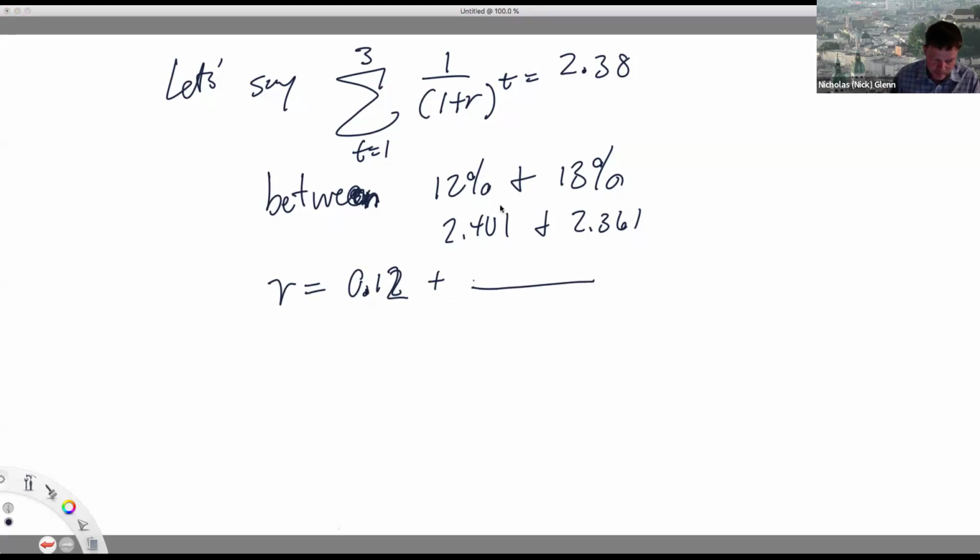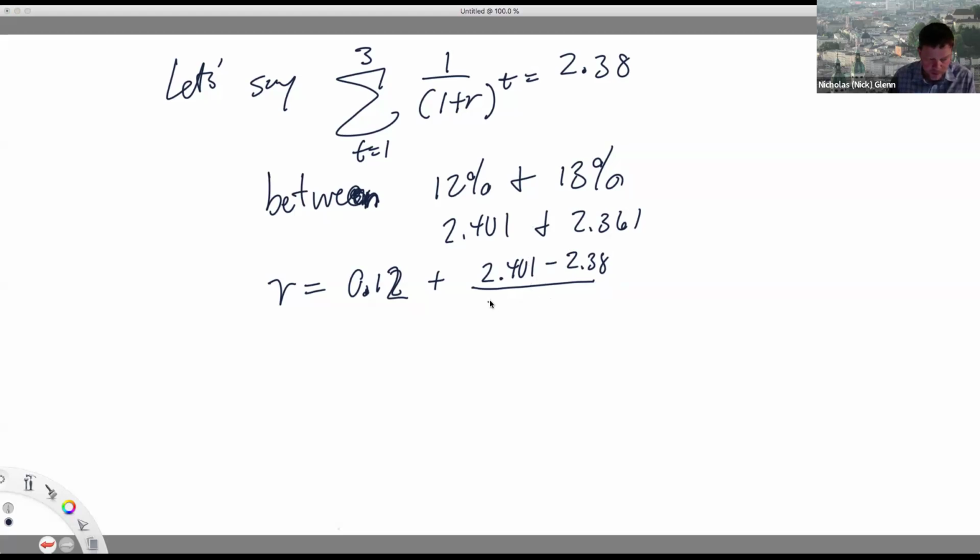All right. So what you want to do here is estimate it percentage-wise, like how far between the two numbers is this number, to get your percentage. So this top part: how far away is the 2.38 from 2.401? We just subtract 2.38 from 2.401. Okay.